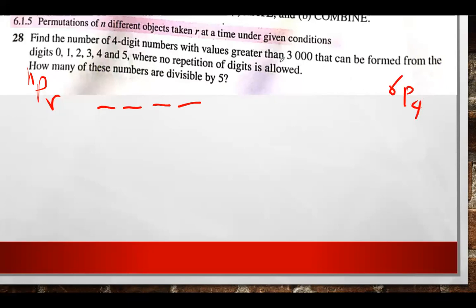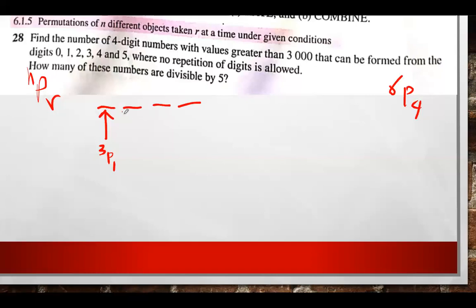Dia cakap the number must be greater than 3,000. Okay, which means there is a condition for this first place. This first place can only be filled by the numbers 3, 4, and 5. And there's only one place. Okay, so this will be 3P1. Out of the 3 numbers, 3, 4, and 5, you can only choose 1 to go in here. Okay, so that's this one.